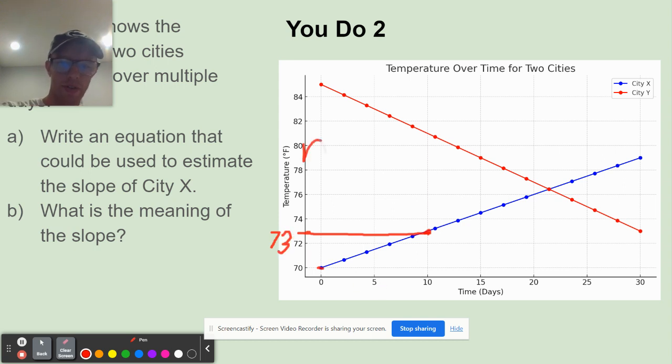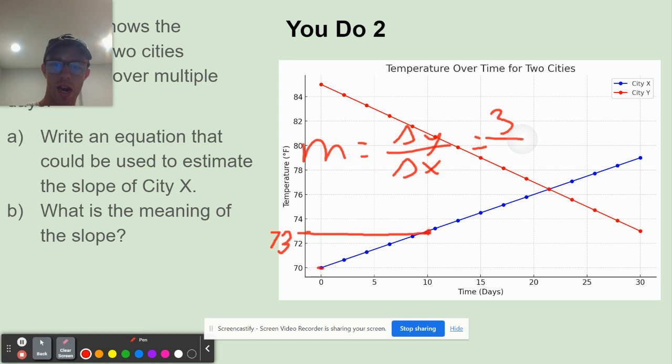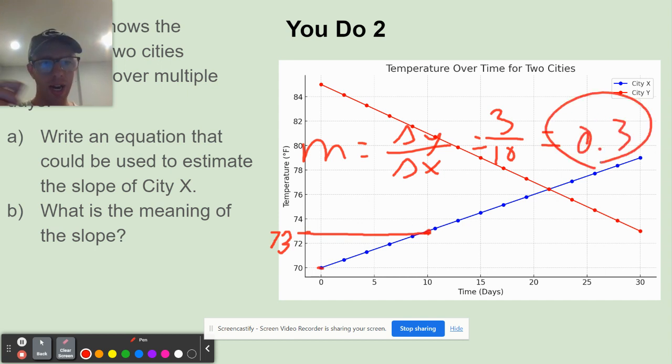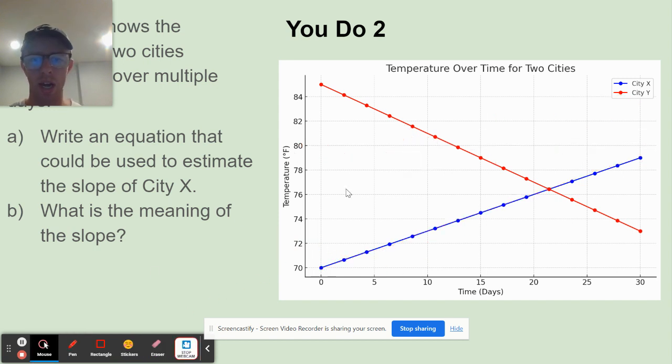All right, so if I'm trying to find the slope, it's change in y over the change in x. It looks like the y changed 3 over 10 days. So the temperature changes 3 degrees over 10 days. That means it's changing by 0.3 degrees per day, right? 0.3. This is going up at a constant rate, we estimate, of 0.3 degrees per day.